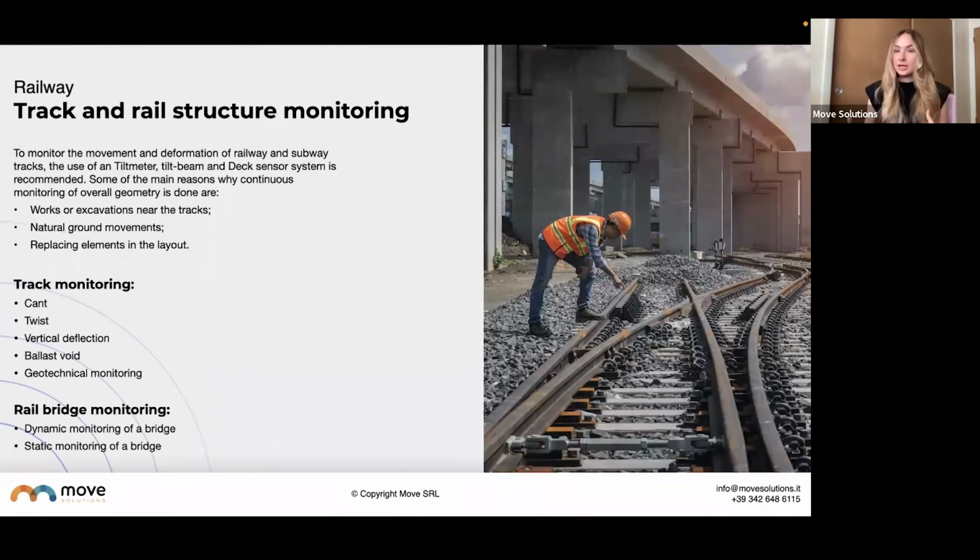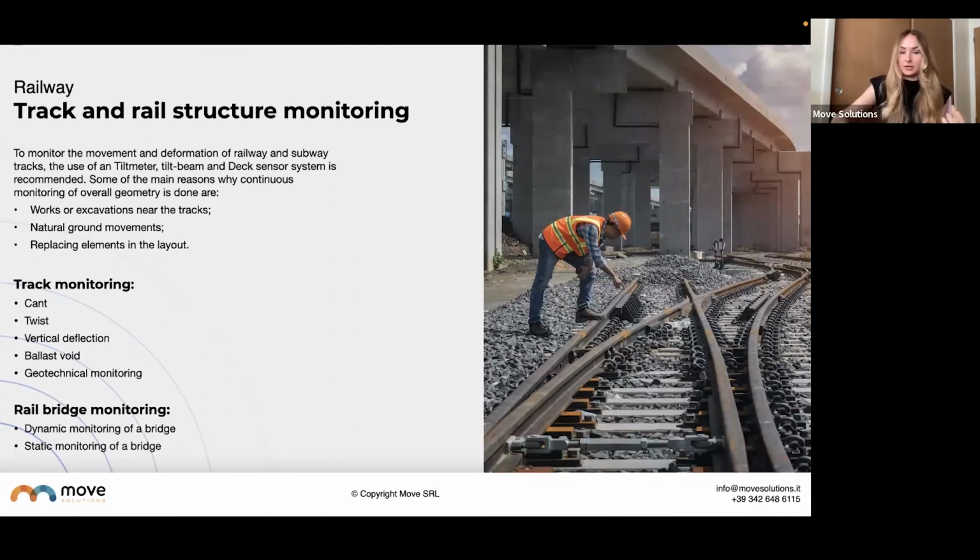So things that we can monitor would be the cant, which is if the tie is moving this way, the twist, if you have one tie moving this way, one moving this way, and you have a twist of the track, the vertical deflection. So perhaps one side of the track is starting to sink, and ballast void. So we can actually dynamically monitor the rail track as well. So we can use our dynamic sensor to understand if there's a void forming under that track before you actually have the track falling into a hole.